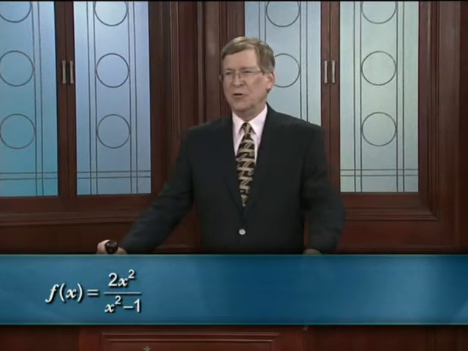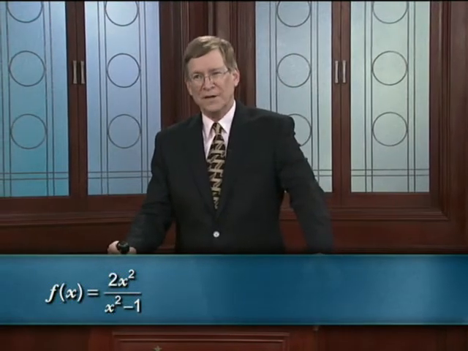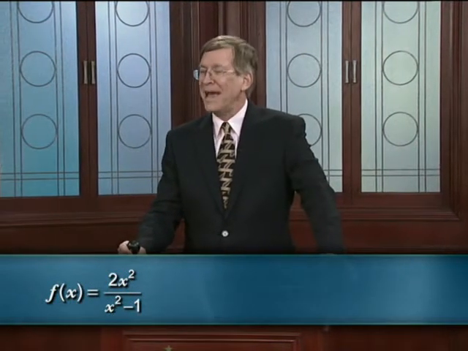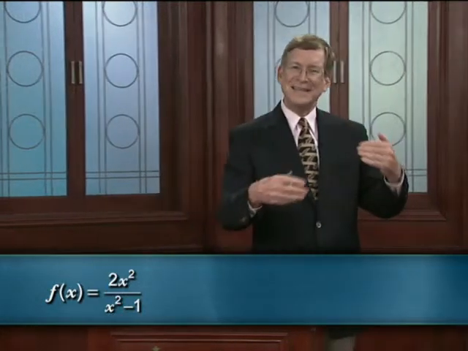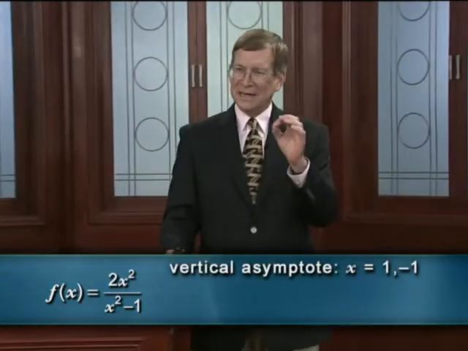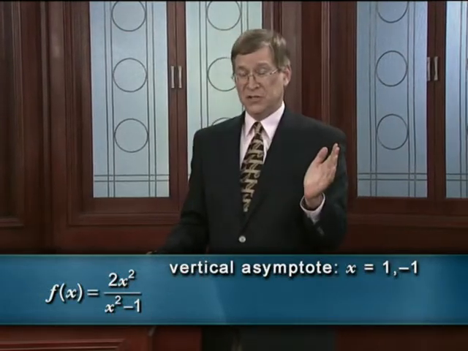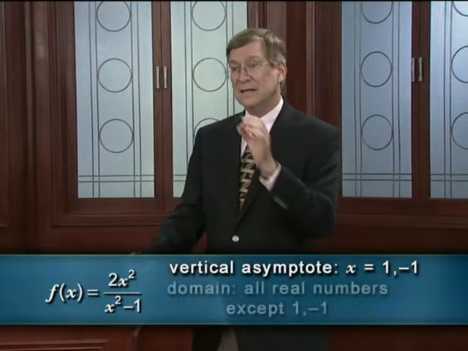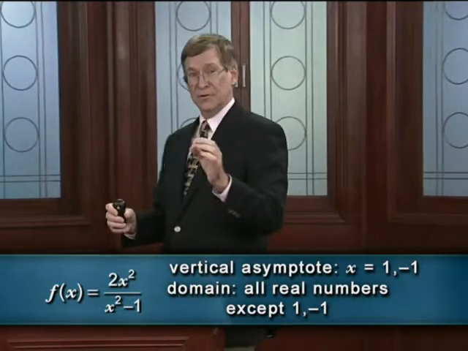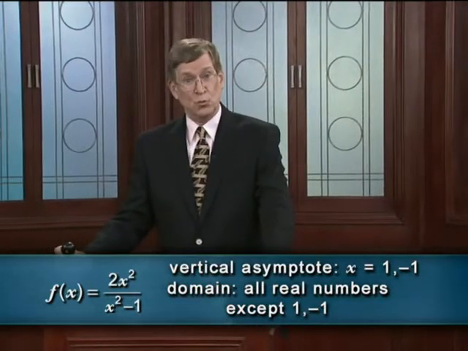All right, here's a similar looking example, but I've made it even more interesting. 2x squared over x squared minus 1. What are the asymptotes, domain, etc.? Well, clearly, if x is 1 or minus 1, you're dividing by 0, and hence the domain is all real numbers except for plus and minus 1.